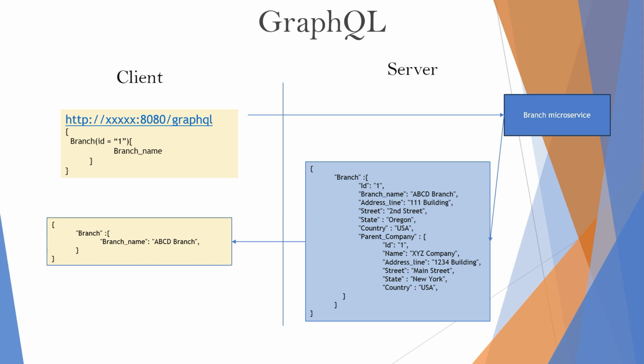Again, if I need branch name and the state name, here I'll mention branch name. Next line, I'll say state. So those details will be filtered and sent from the server side. There's no change required in the server side at all. Any queries we can send from the client side to server side. Only requirement is whatever we are pulling from the microservice, that should have that field.